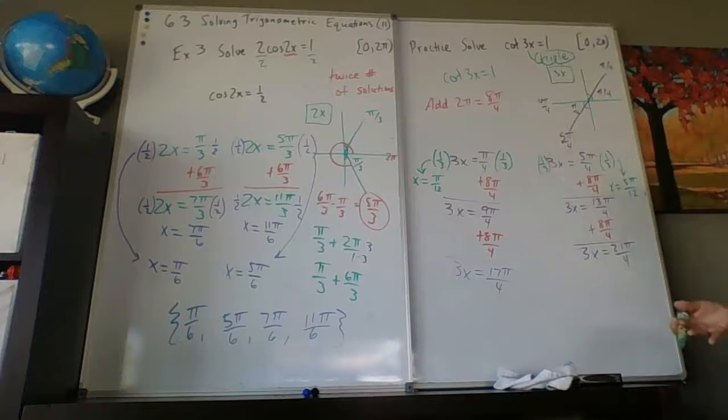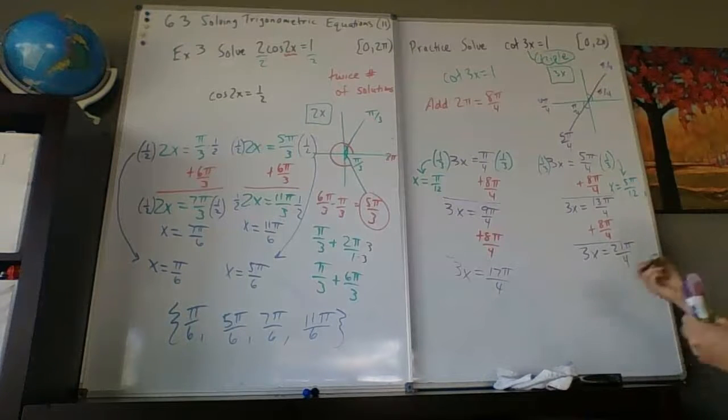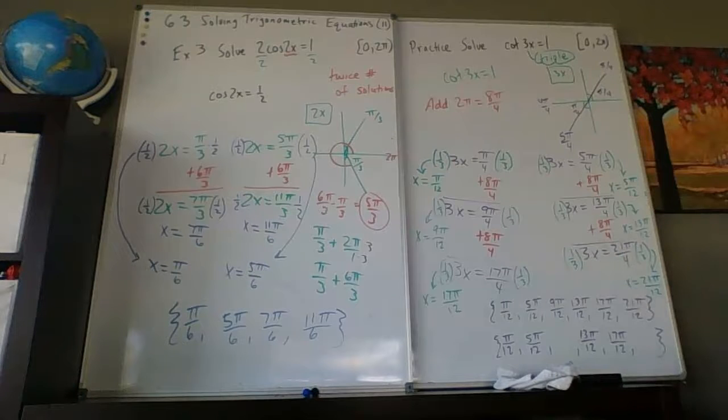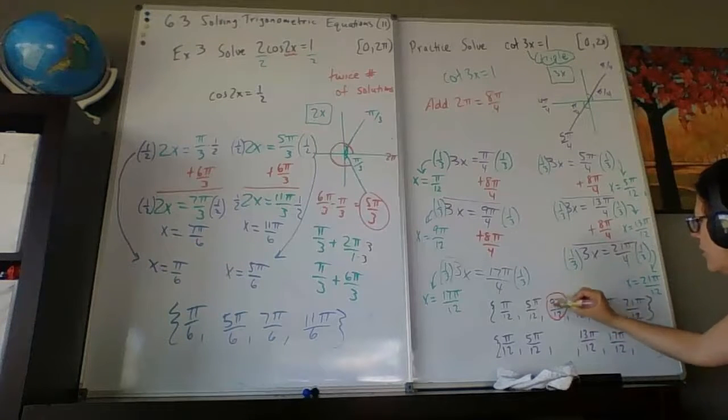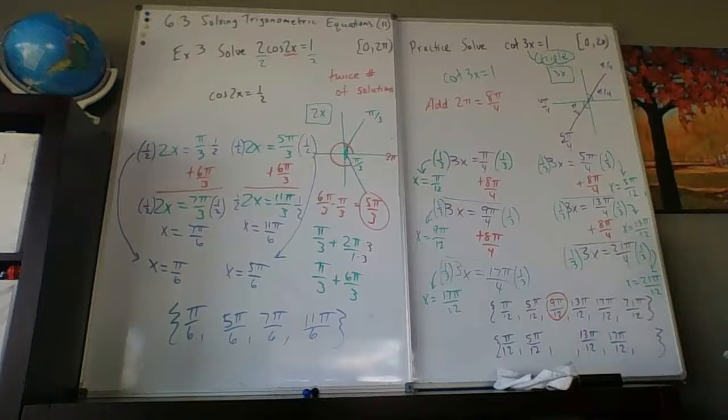So I'm hoping we see a pattern at this point. We don't write anything else. We just go to our final answer. But I'll go ahead and just write that out just so you can see it. So once we've solved all of the equations by dividing both sides by 3 or multiplying by 1/3, we get pi over 12, 5 pi over 12, 9 pi over 12, 13 pi over 12, 17 pi over 12, and 21 pi over 12. However, you might notice that 9 pi over 12 can be reduced by 3.